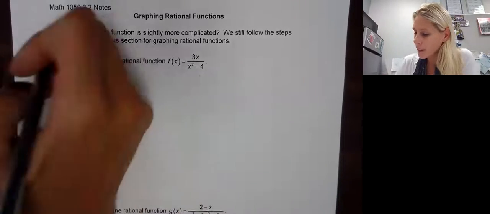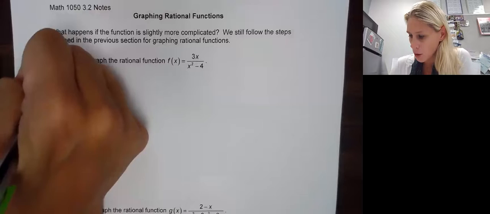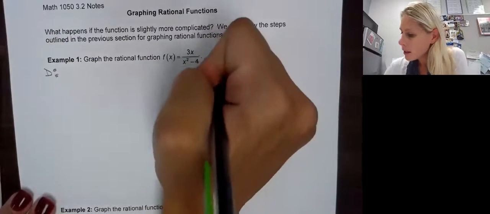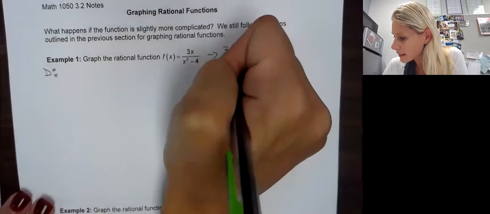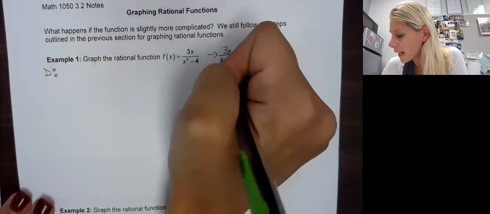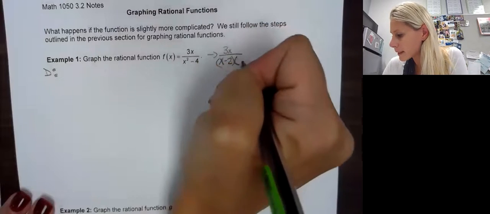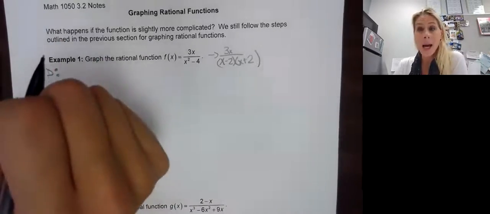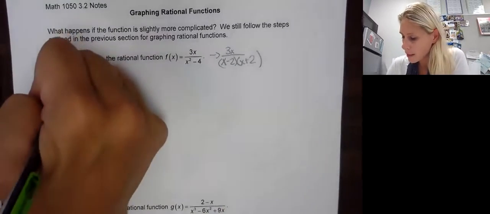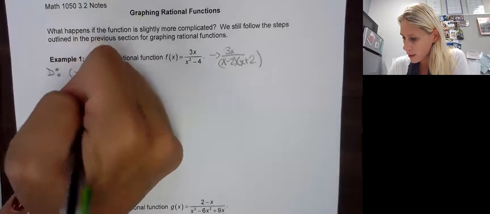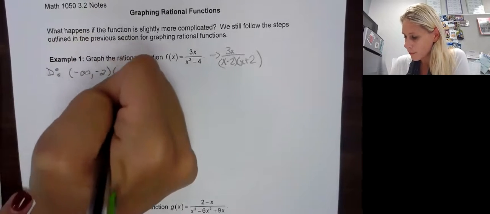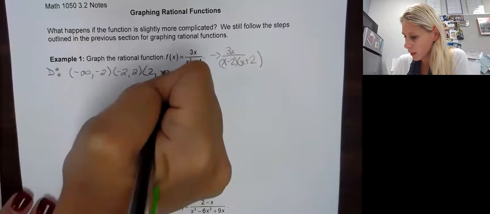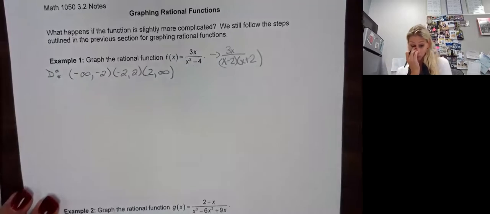So when graphing, the first thing we need to consider is the domain, okay? As we can see in our domain, if I were to simplify this, I have x minus 2 times x plus 2. That's the difference of squares. Okay, so that means that x cannot be negative 2 and 2. So when I write that domain, I have negative infinity to negative 2, negative 2 to 2, and 2 to infinity.